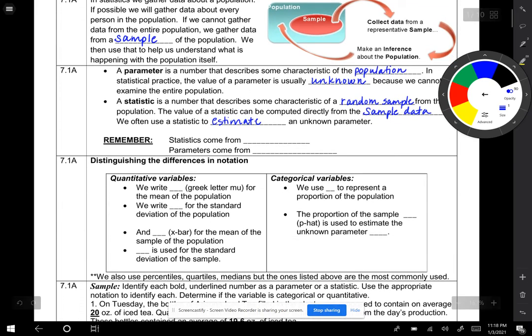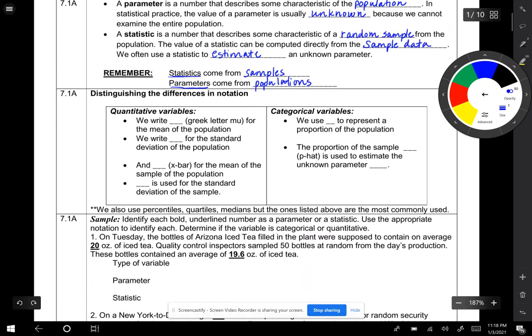So just remember this: statistics come from samples, whereas parameters come from populations. And now we're going to distinguish the differences in notation. Just a heads up, if on the AP exam you freeze and you just forget the notation, it's always better to write things out. So whenever you're in doubt, write it out. If you don't remember the symbol, say the word.